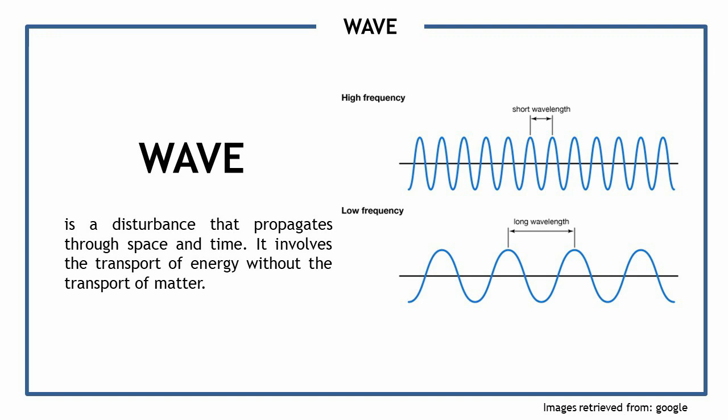We also have frequency. Ito namang frequency, this is just the number of waves that passes through a certain point. As we can observe sa illustration, pag mas short yung wavelength, mas nagkakaroon tayo ng higher frequency kasi mas maraming waves yung present compared sa long wavelength na konti lang yung waves.